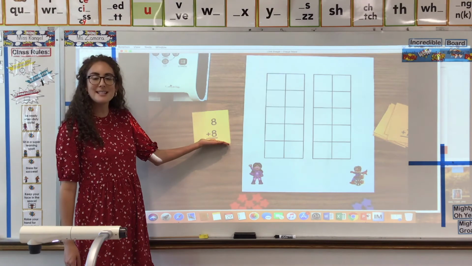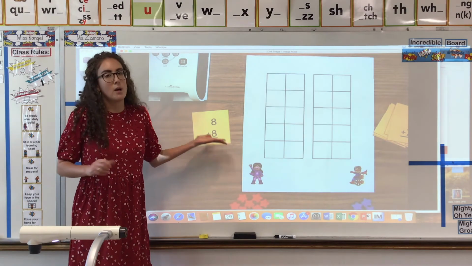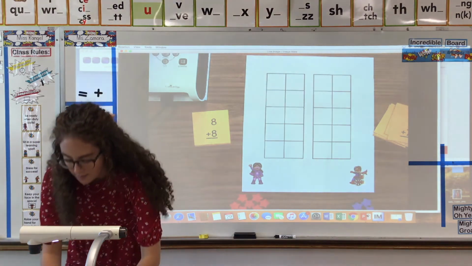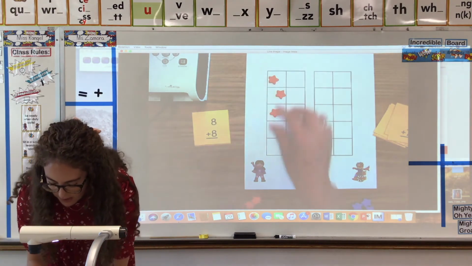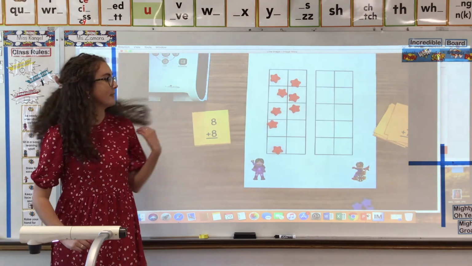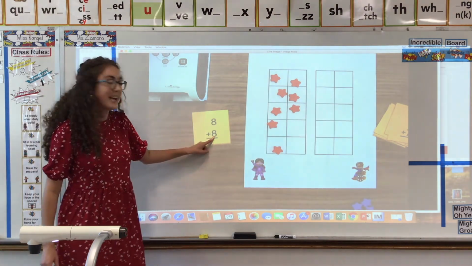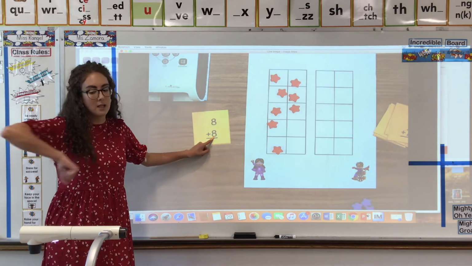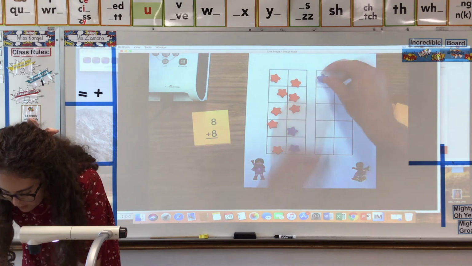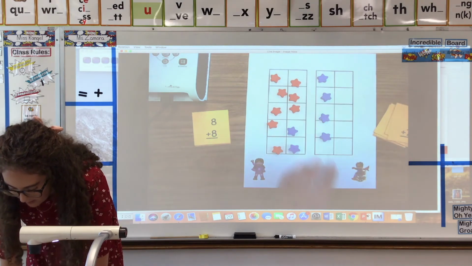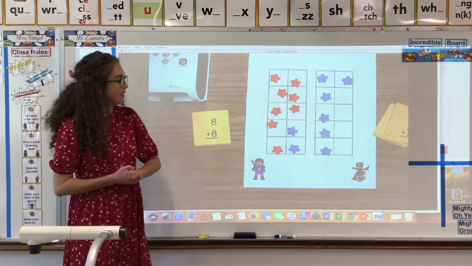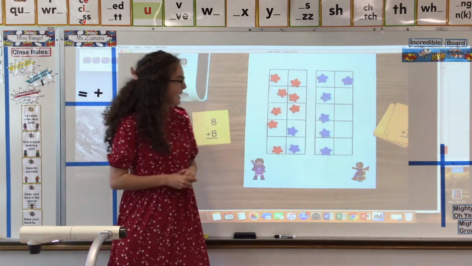Okay, 8 plus 8 is next. So, of course, you know what to do. We gotta start with 8. Here we go. I'm gonna start with 8 on my board. Okay, I have 8 stars. I'm gonna add 8 more in a different color. Let's do it. So I have 2, then I'll add 5, 6. Okay, I added 8. 8 plus 8.